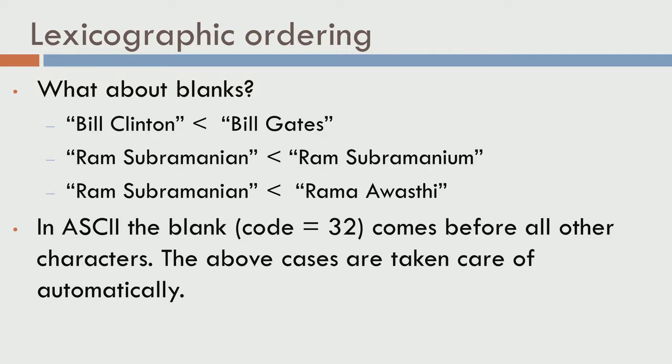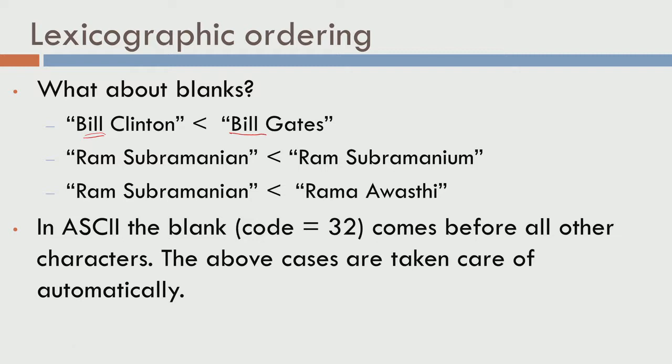So, C comes before G. Therefore, if I look character by character from the left side of this and character by character from the left side of this, B and B match, I and I match, L and L match, L and L match, space and space match, C is actually less than G. Therefore, Bill Clinton is less than Bill Gates. I am not making any comment over their personalities. In terms of a string, Bill Clinton is less than Bill Gates.